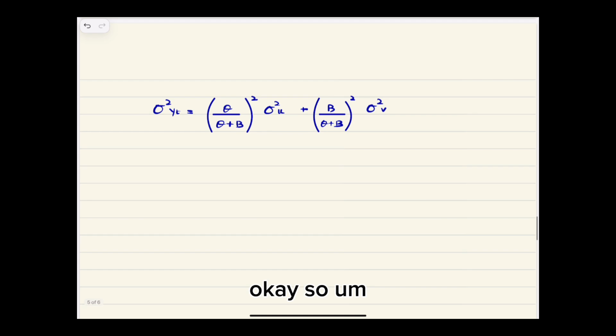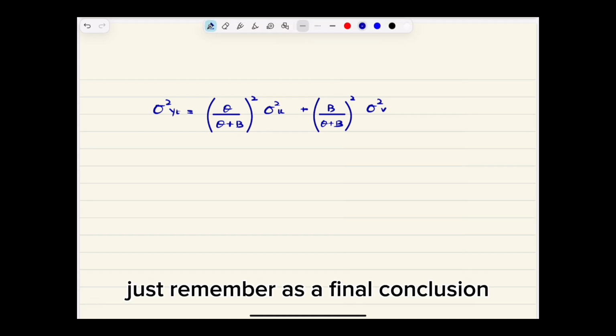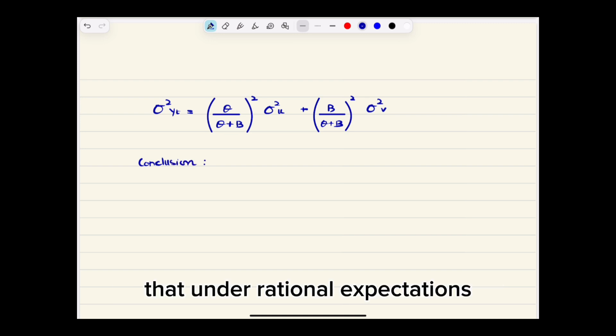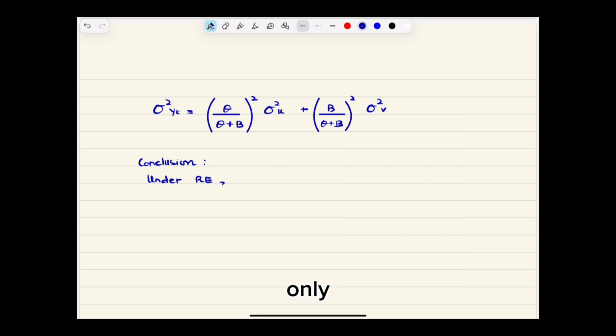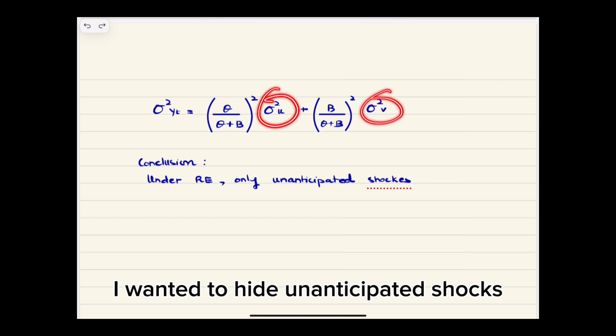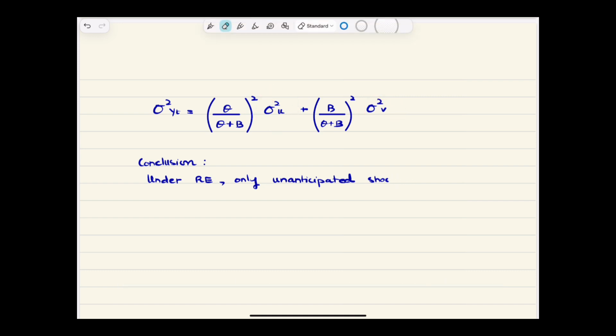Okay, so just remember as a final conclusion, which can be like a one line takeaway, that under rational expectations, only unanticipated shocks move output.